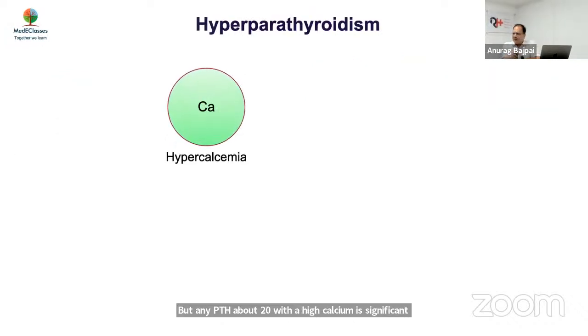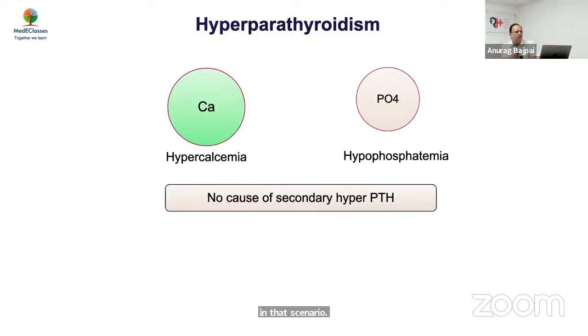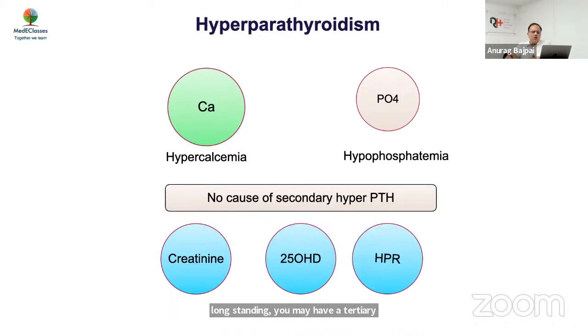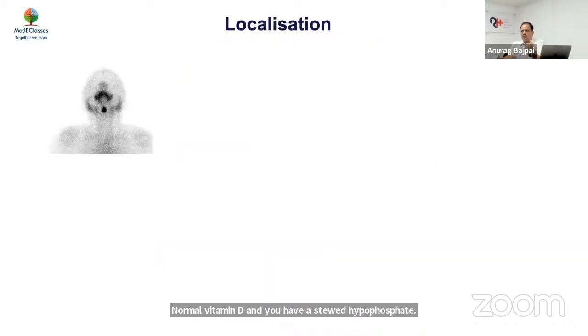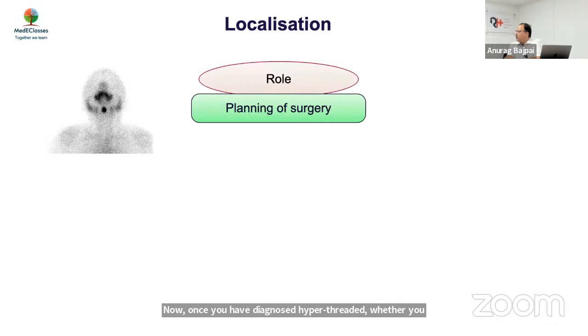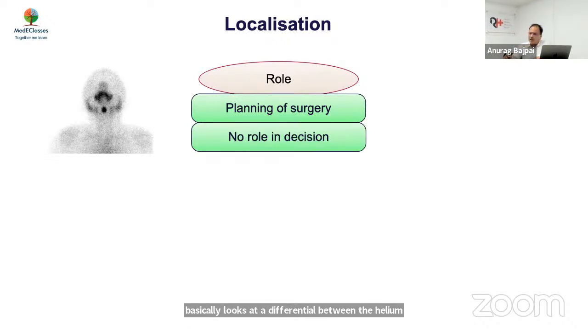So hyperparathyroidism basically means you have hypercalcemia with hypophosphatemia and you've excluded all causes of secondary hyperparathyroidism: normal creatinine, because if you have long-standing renal disease, you may have a tertiary hyperparathyroidism, normal vitamin D, and you've excluded hypophosphatemic rickets as a cause. Now, once you have diagnosed hyperparathyroidism, you decide whether you need to do a localization study, whether you want a solitary lesion and plan for surgery. So there is a sestamibi scan, which looks at a differential between the thallium and technetium. That differential can also give you the localization of parathyroid.